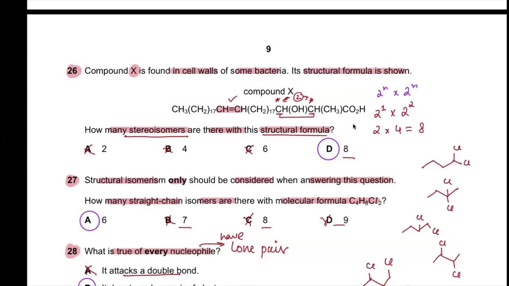Okay, they are actually asking for the stereoisomers, so that's what I did. This double bond, this carbon has one hydrogen and one other group, so two different groups. This carbon has one hydrogen and one this whole group. So two different groups. So there is one double bond and there are two chiral centers.